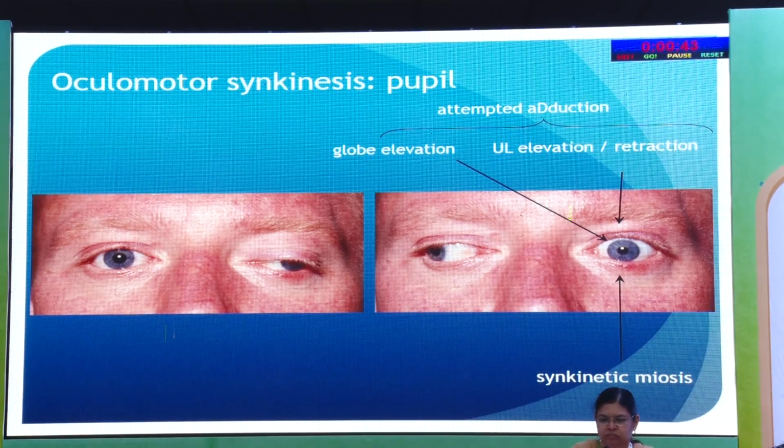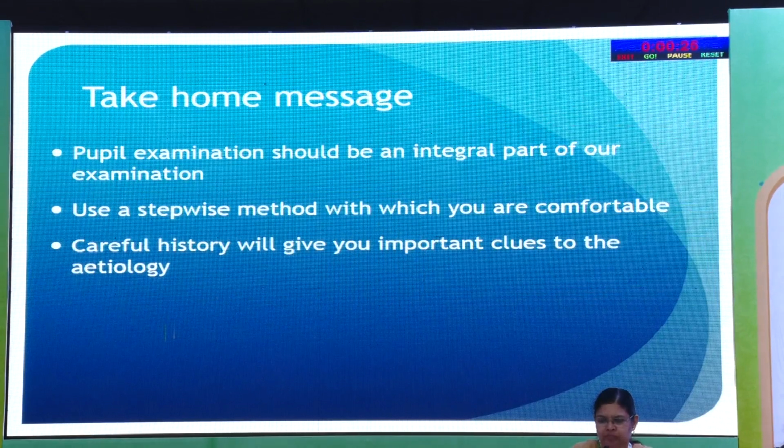This is a patient with a third nerve palsy. You can see that it has recovered, and when the patient is looking to the right, you actually see a miosis. This is one of the other features of aberrant regeneration of the third nerve. You can get a synkinetic miosis as well, in addition to the lid retraction, which you can see here quite nicely.